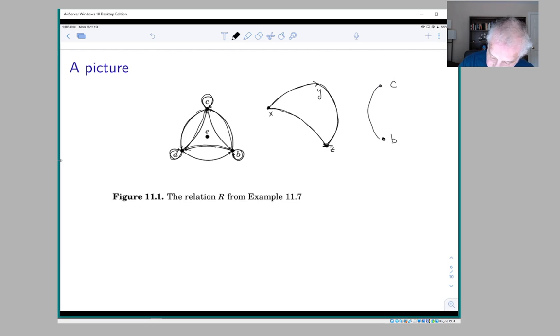You can go from C to B and from B to C, and then transitivity says if you can go from C to B and from B to C, you have to be able to go directly from C to C. So you have to have a loop like this. So the bottom line is this is, in fact, transitive.